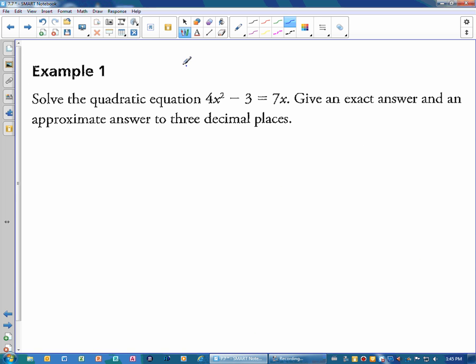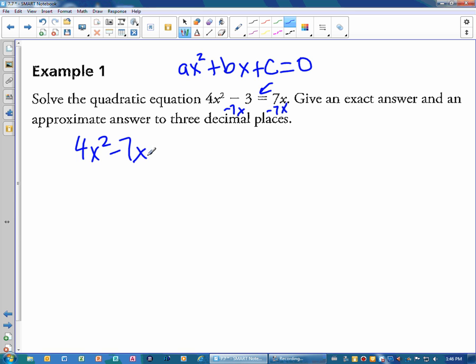Remember that it has to be in the form of ax squared plus bx plus c in order to plug it into the quadratic formula. So it says solve this quadratic equation, 4x squared minus 3 equals 7x, and give an exact answer and an approximate answer to 3 decimal places. Notice that we've got this equals here. We need it to equal 0, meaning we need everything on one side. So I'm going to subtract 7x from both sides. Now my equation is 4x squared minus 7x minus 3 equals 0.